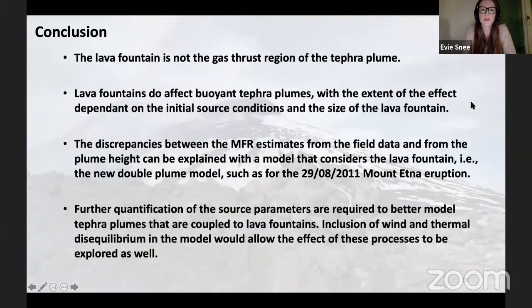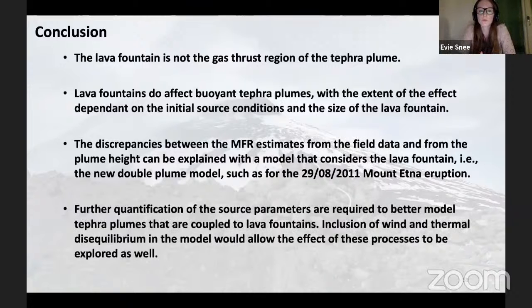So that sums it up for me. I just want to conclude that we've clarified the lava fountain. A lava fountain is not the gaseous region of the tephra plume, and lava fountains can affect buoyant plumes, but the extent of the effect is dependent on the source conditions and how big of a lava fountain we have.